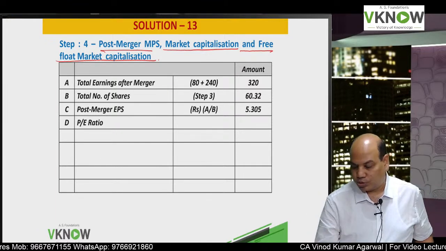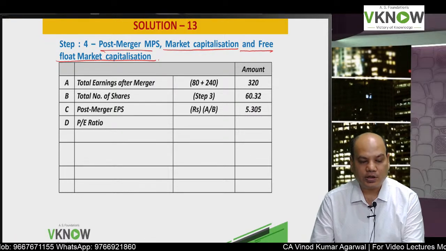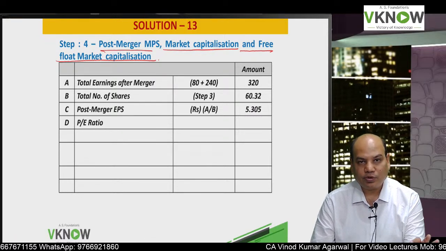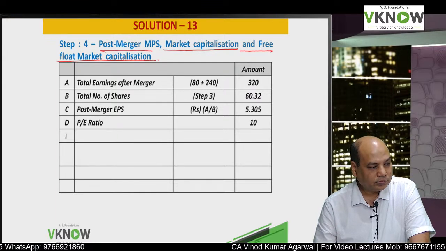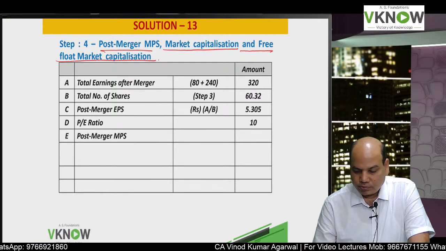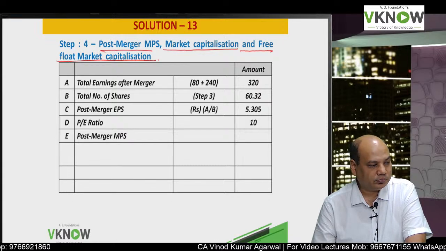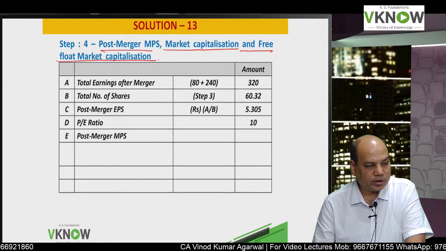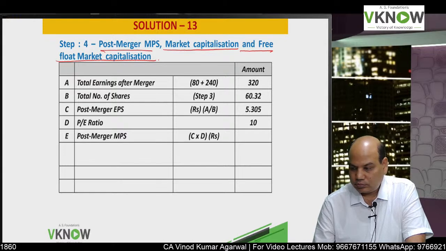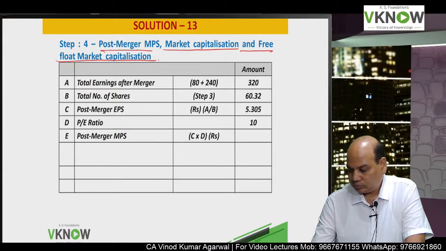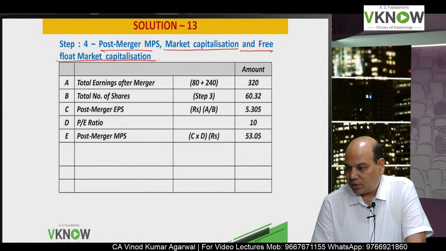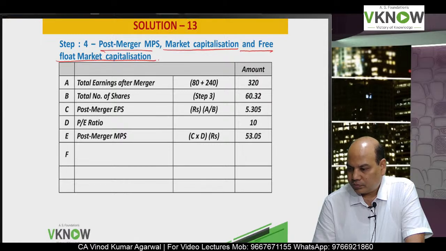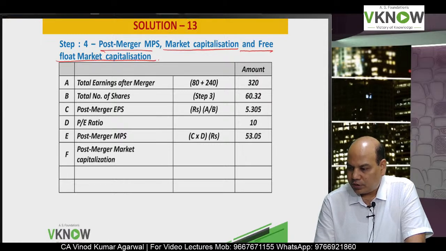Post-merger P/E ratio. The problem says the post-merger P/E ratio will not change. It will be the same as it was before, so that is 10 times. Therefore, post-merger MPS is C into D. Just multiply, in rupees, 53.05. Rupees 53.05.